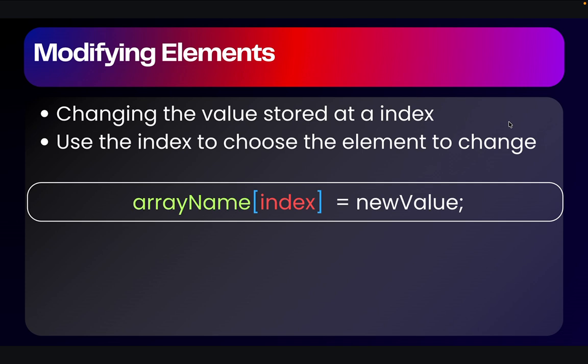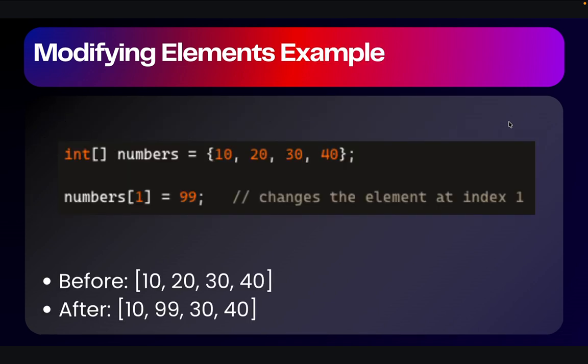Now, an example of this would be, let's say we have our numbers array again. Let's say we want to change the second data value in our array. So that would be 20. So let's say we want to change 20. If we want to change 20, we're just going to say the index value for 20, in this case, which is 1. So we would say numbers 1, and then we're going to say equals the new value. In this case, we're going to say 99.